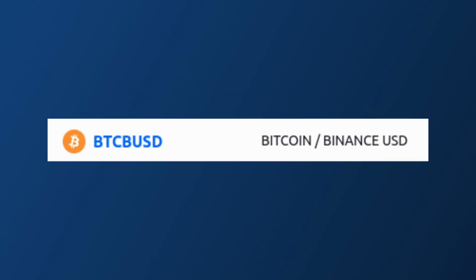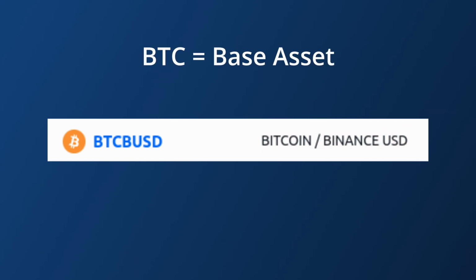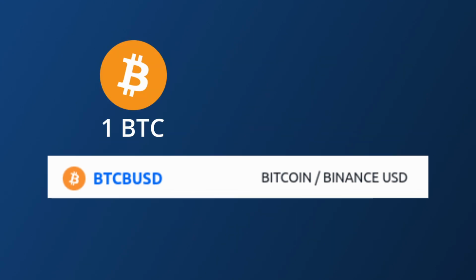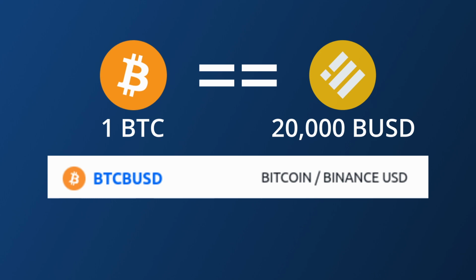All trading is done in pairs. For example, BTC, BUSD. BTC is called the base asset in this case, and BUSD is the quote asset. Base asset is what you will buy with the quote asset, or how much base asset costs when buying with the quote asset. Essentially, how much BTC costs in BUSD.